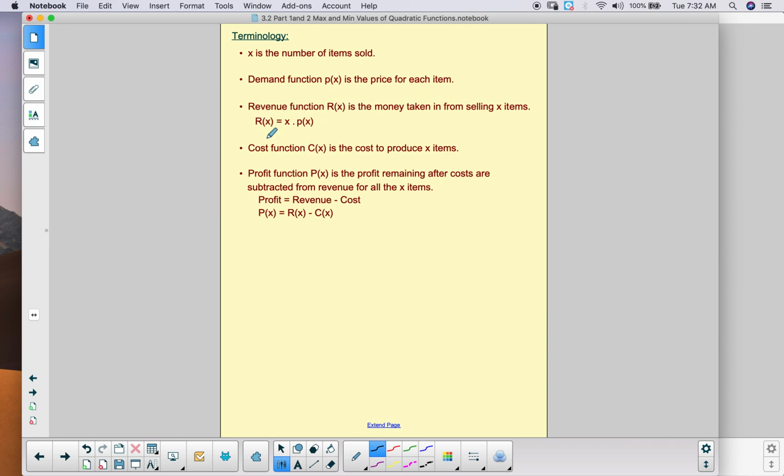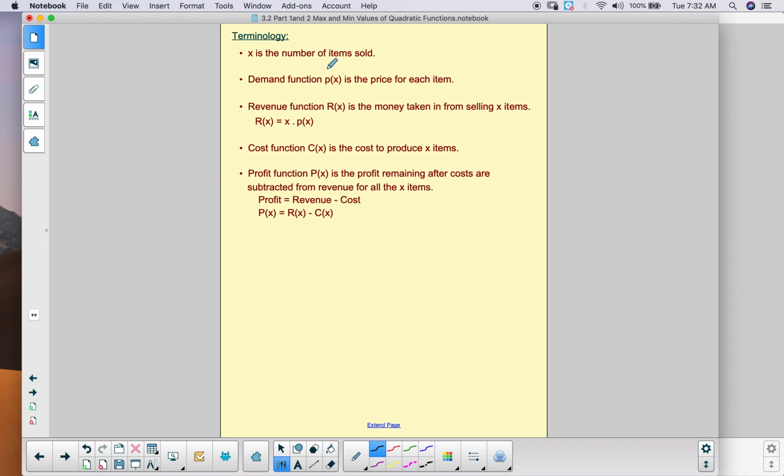So the revenue function, R of X, is the number of items sold, X, times the price of each item, P of X. So that's the revenue function. There's a cost of production too, which is the C of X function. It's the cost to produce X items. And the profit that you get when you produce X items and you sell X items is the revenue minus the cost.